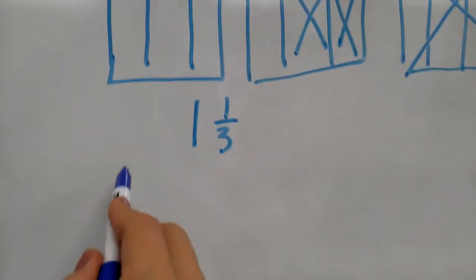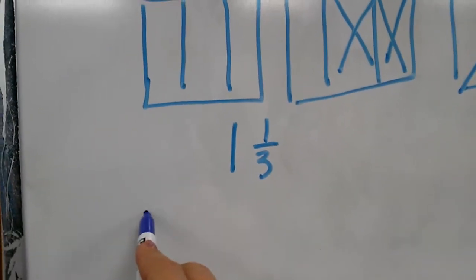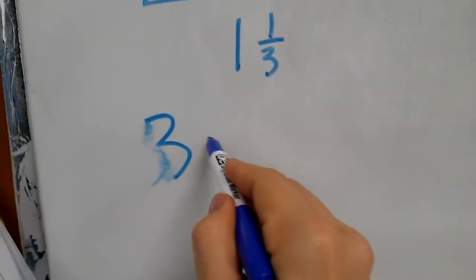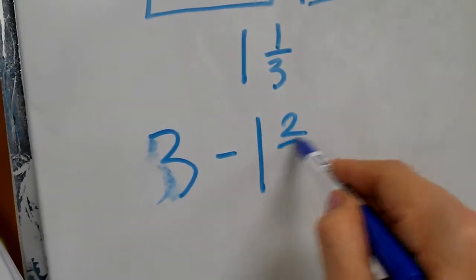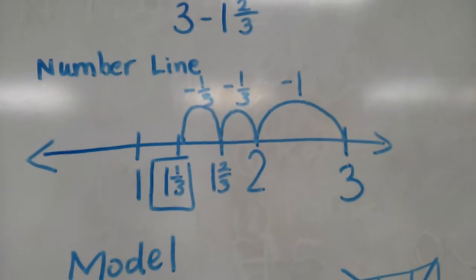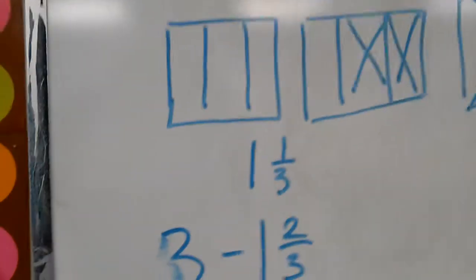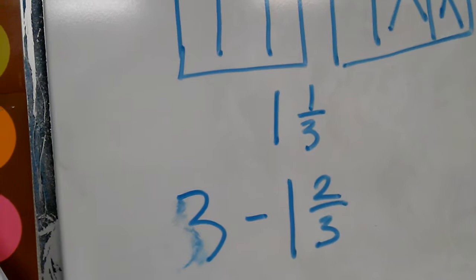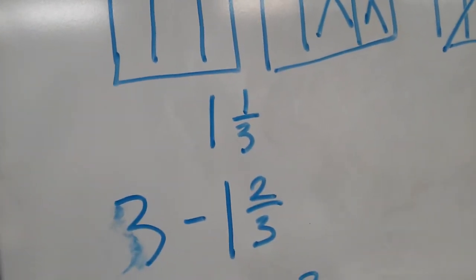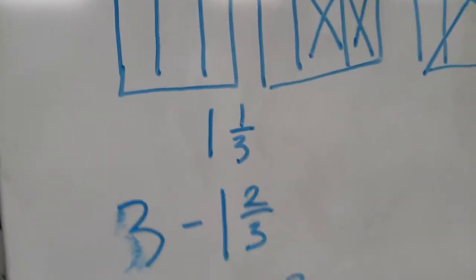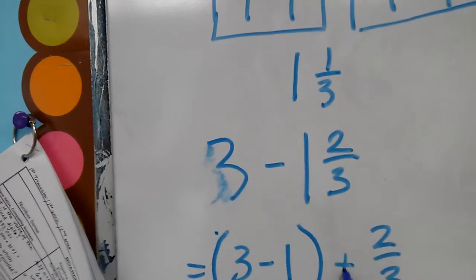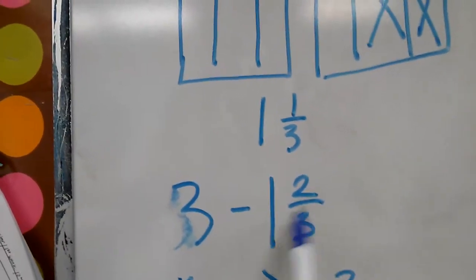I could also write this as an expression. So I've got 3 minus 1 2/3. So here I would do the same thing I did above, is I would subtract my whole number first. So I'm going to rewrite this expression. 3 minus 1 minus 2/3. And we talked about how a lot of students will look at this and they'll think they would add 2/3 because this is 1 plus 2/3.